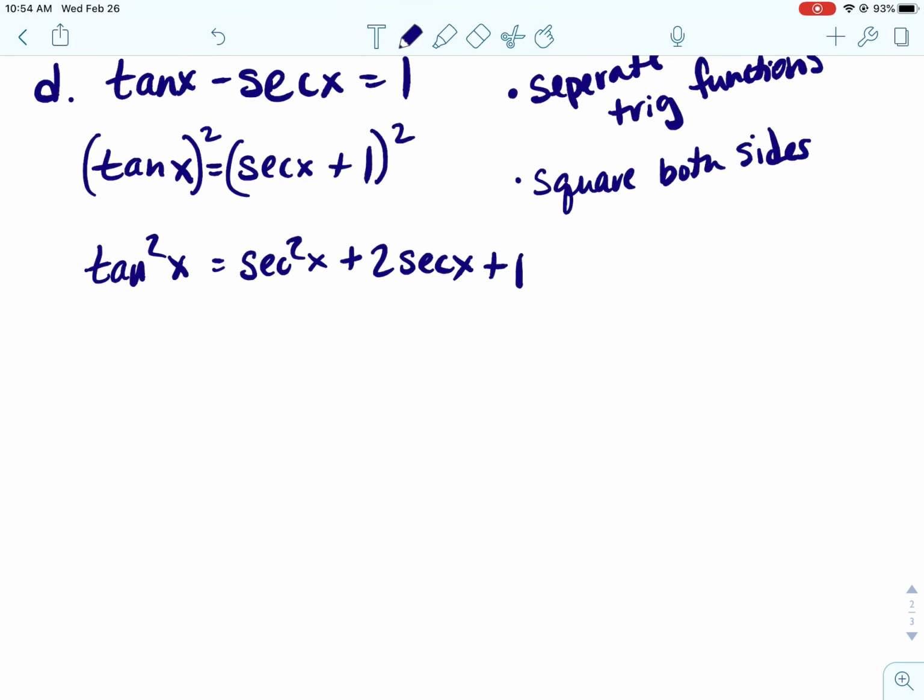So what I would do is go ahead and use my identity, I think it's number 10, to change tangent squared. What is it? What did we? Good job. Secant squared of x minus 1. And we have to manipulate it a little bit, but it all works out.